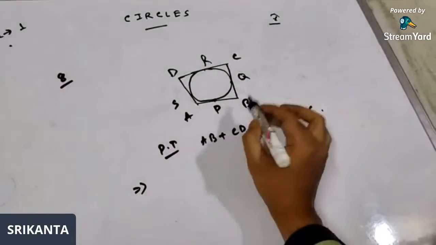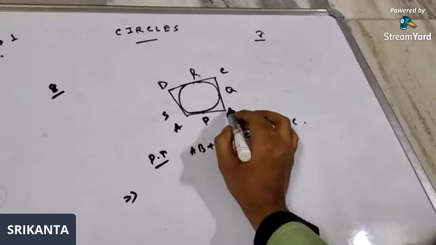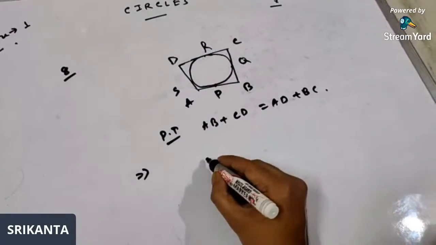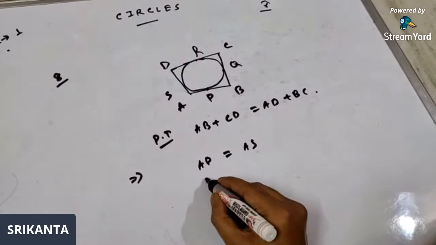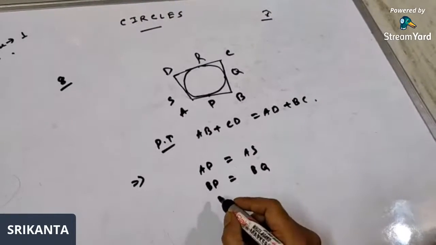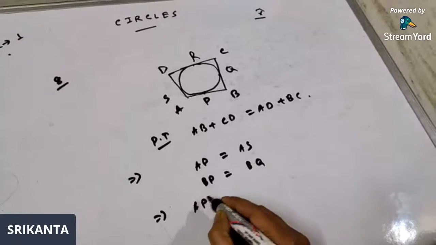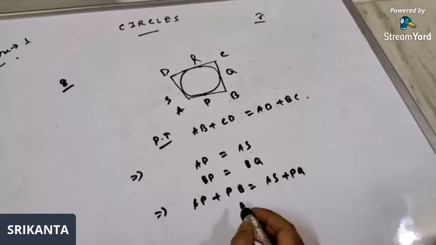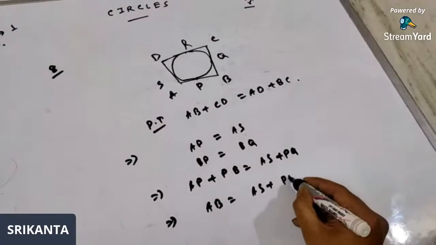Now you can easily say that these are tangents, BQ, BP. The lengths of the tangents should be equal by our second theorem. We can say AP is equal to AS, and BP is equal to BQ. Clear? So adding these two, AP plus PB is equal to AS plus BQ. Now AP plus PB becomes AB, so AB is equal to AS plus BQ. Clear?